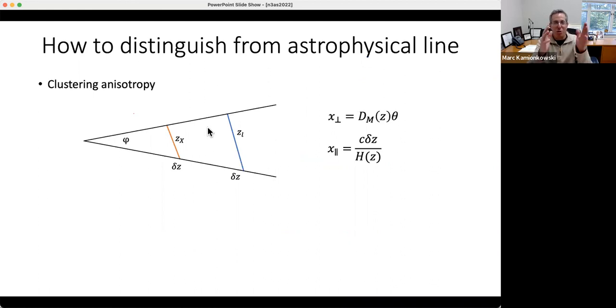So we measure a line at some frequency, but we don't know what the redshift is. But if we can measure the clustering of that line, which we do with line intensity mapping, the anisotropy in the clustering along the line of sight and transverse to the line of sight allows you to infer some information about the redshift.